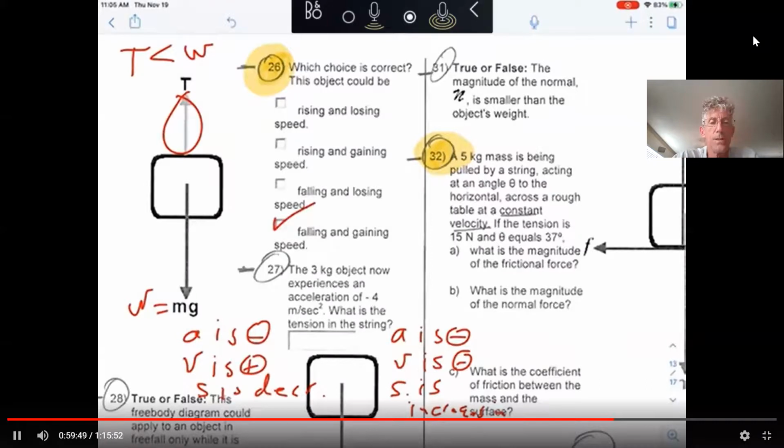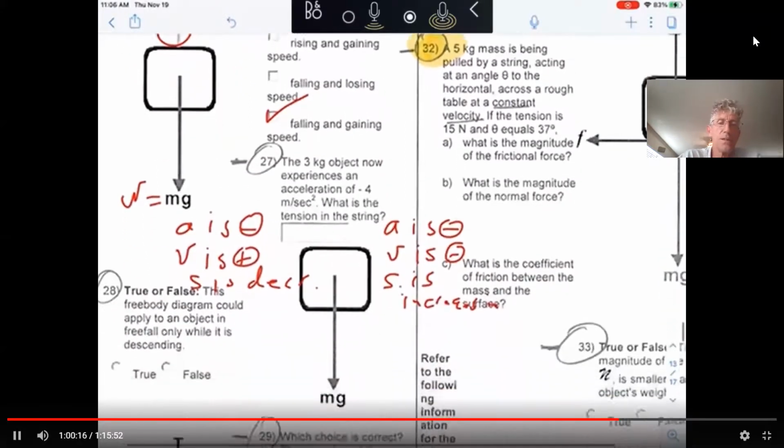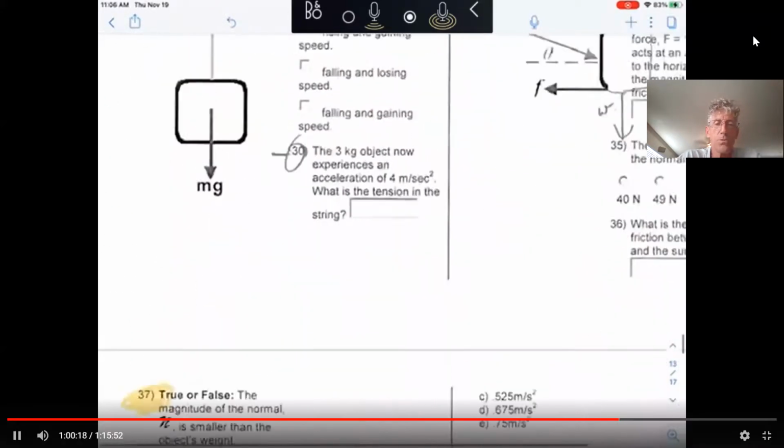So it could be falling and gaining speed, like I just explained down on the right side. A is negative, B is negative, so it'd be gaining speed. Or it could be rising, and you can see that A and B are opposite directions on the left, and losing speed. So it could be either one of those choices. Okay, I wouldn't give you this on a test unless I said pick two correct choices.